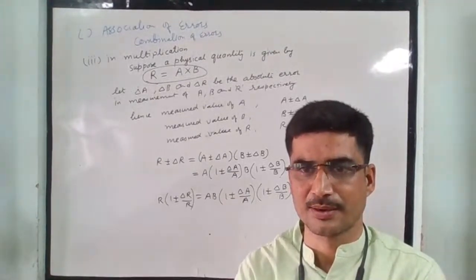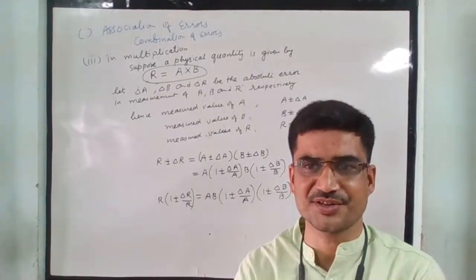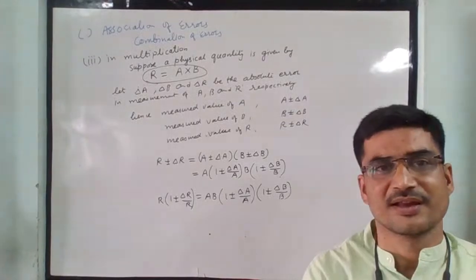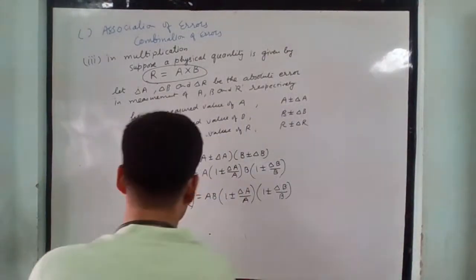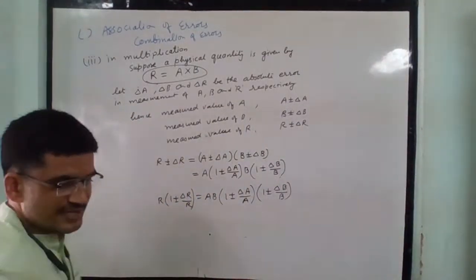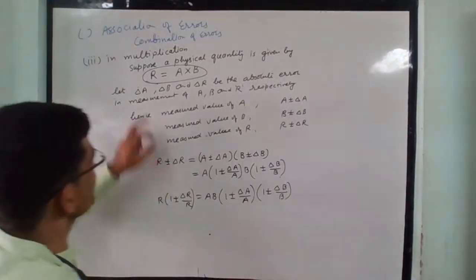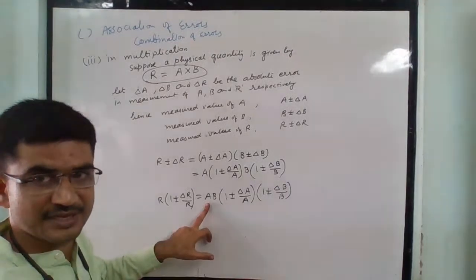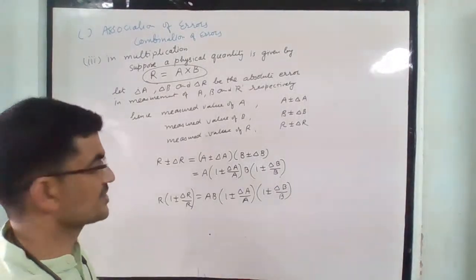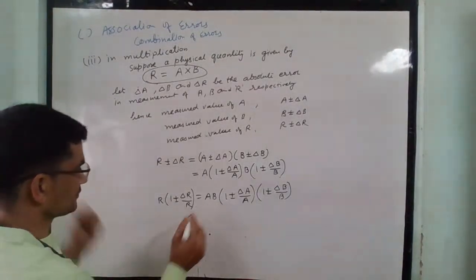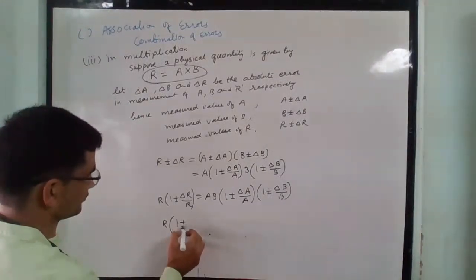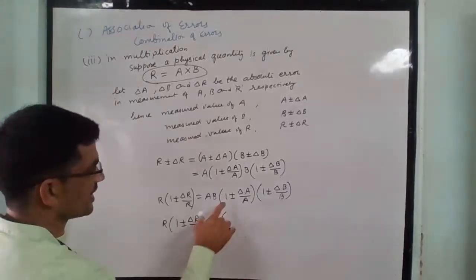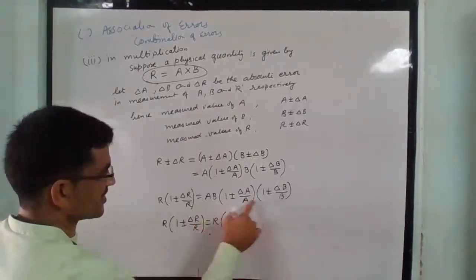Okay. So we have a fractional error or a relative error, and that is delta A by A. Now here, what is AB? According to the main equation, A into B is equal to R. There, A into B equal to R, so we can put R there. And just multiply these two.